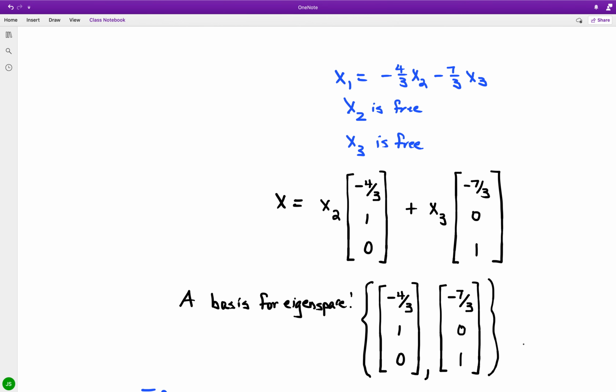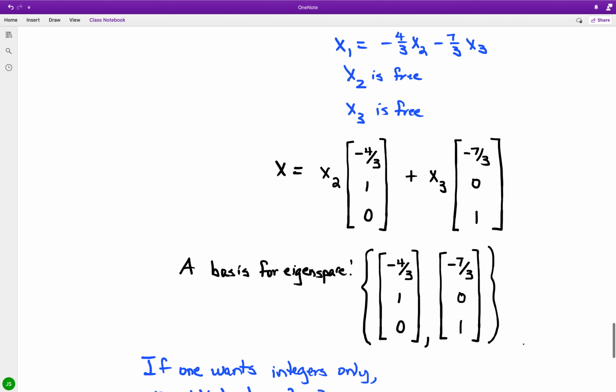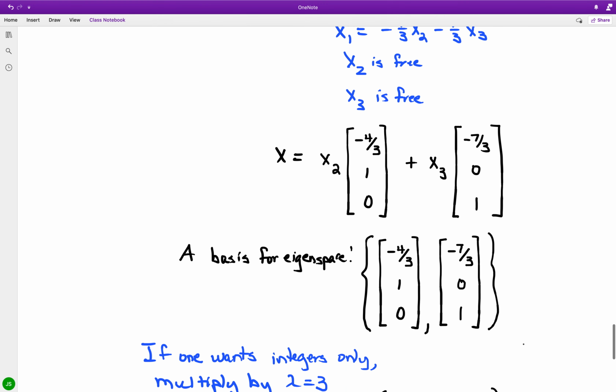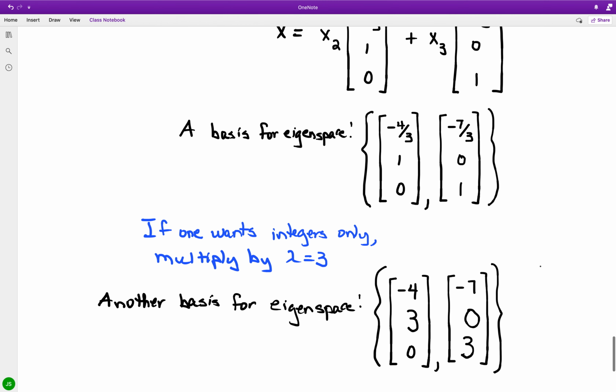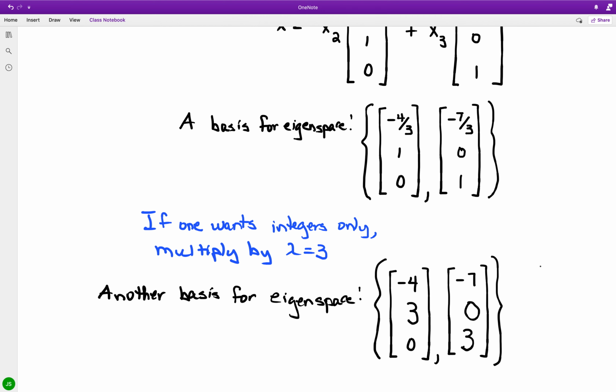Again, if you do not care for the fractions, consider that the eigenvalue was 3. If I multiply all the elements in the set by 3, you get another possible basis for the eigenspace: negative 4, 3, 0, and negative 7, 0, 3. Another possibility, multiplying by 3 again, would be negative 12, 9, 0, along with negative 21, 0, and 9.